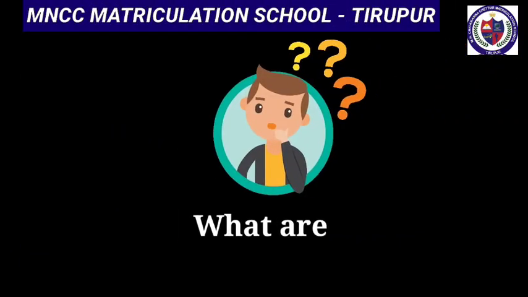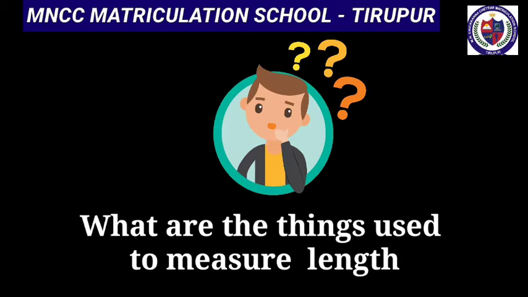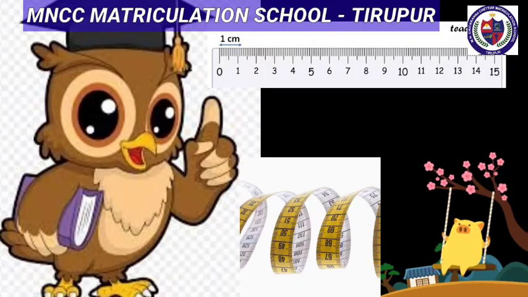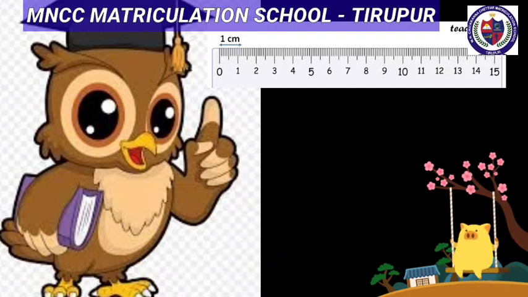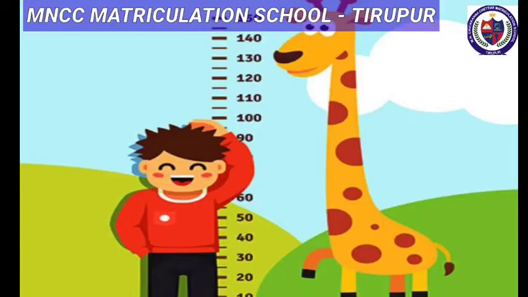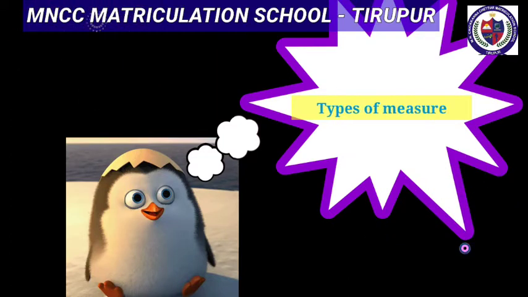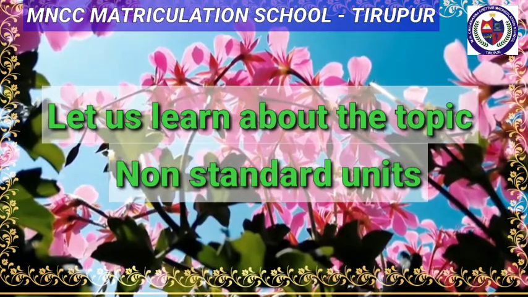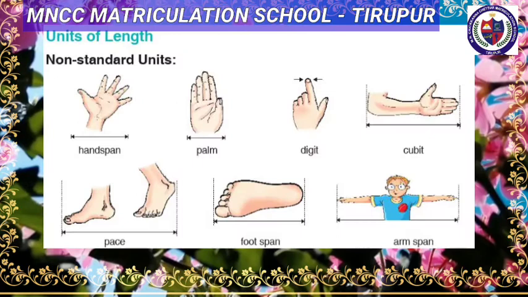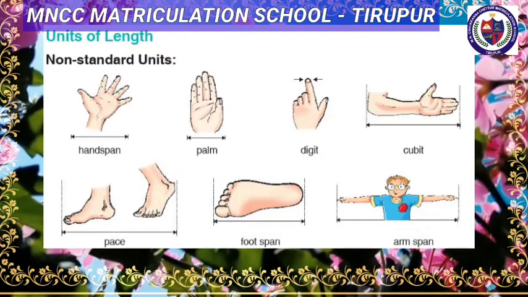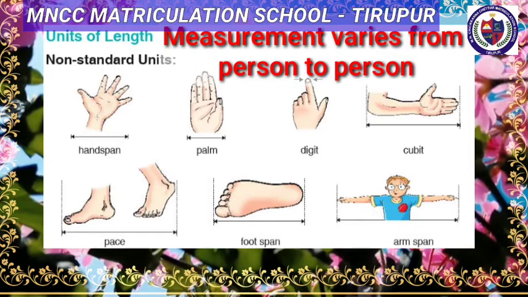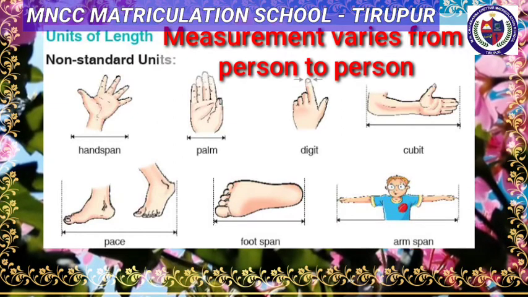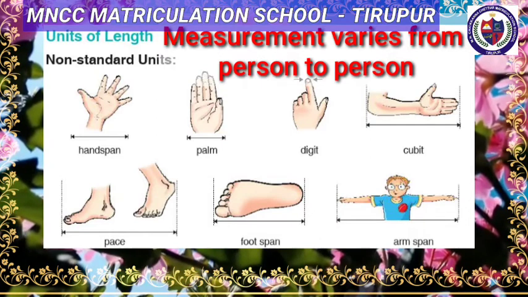Before we move on to the lesson, you should know what are the things used to measure the length. Yes, we can use scale and measuring tape in our day-to-day life to measure the length. There are two types of measurement used in this chapter. The first one is non-standard unit and the second one is standard unit. Let us learn about non-standard units. The non-standard units are handspan, footspan, pace, cubit, palm, digit, arm span and so on. This measurement varies from person to person.